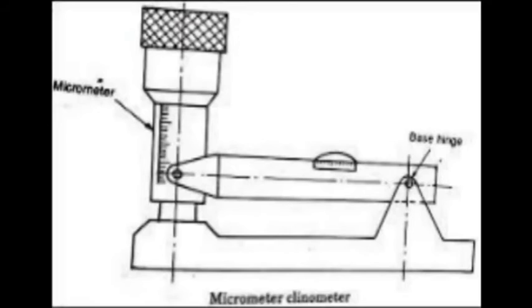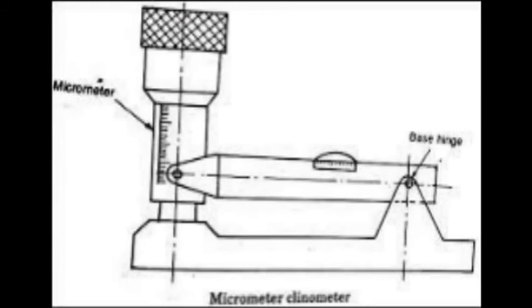The next clinometer is the micrometer clinometer. In this type, the spirit level is attached at one end of the barrel of a micrometer, and the other end of the spirit level is hinged on the base. The base is placed on the surface whose inclination is to be measured. Here the micrometer is adjusted till the level is horizontal. This type of clinometer is used for measuring small angles.